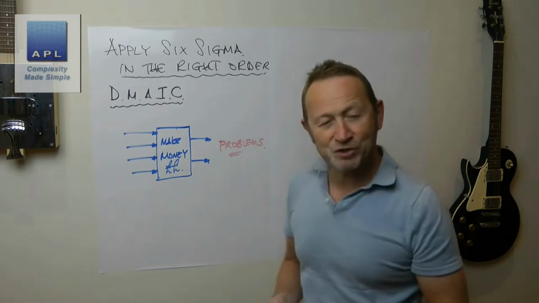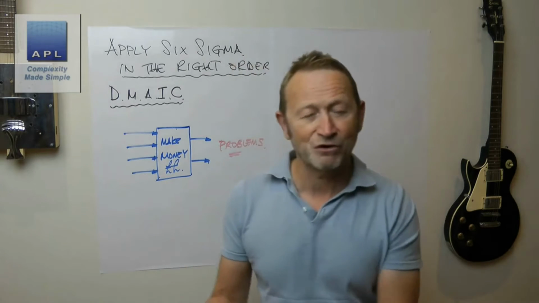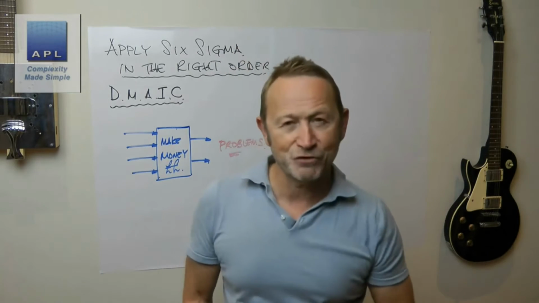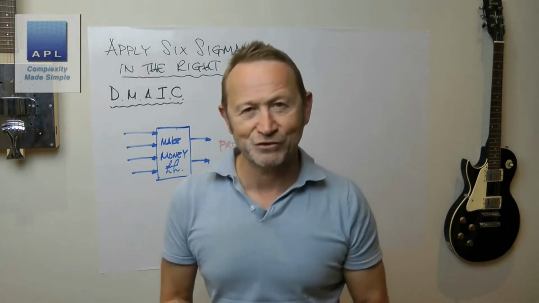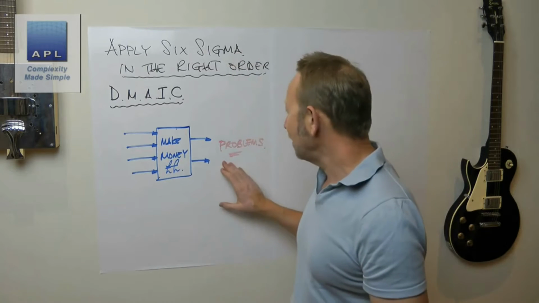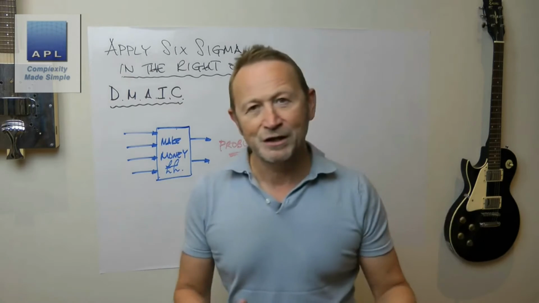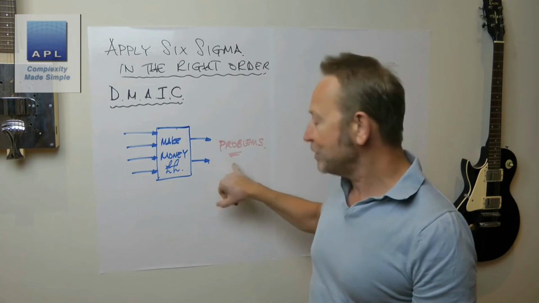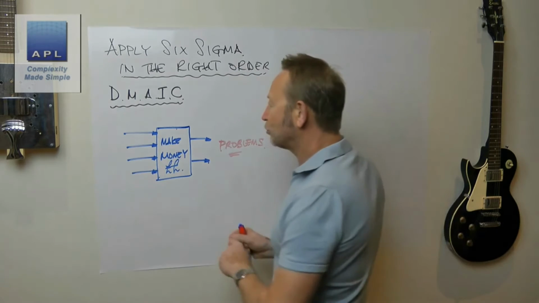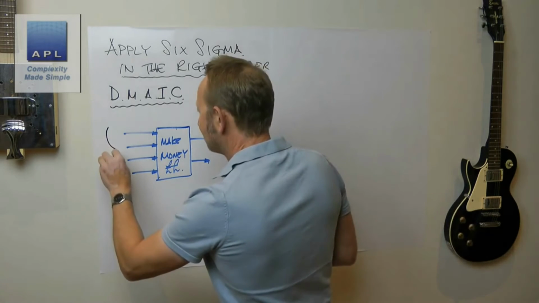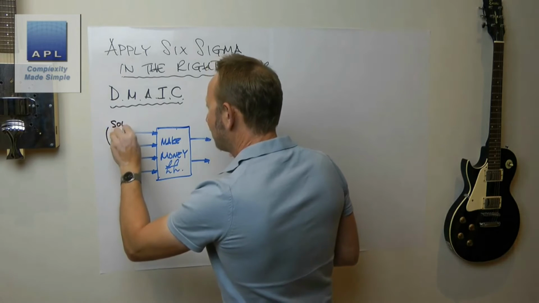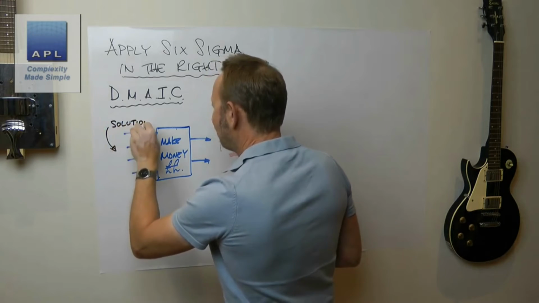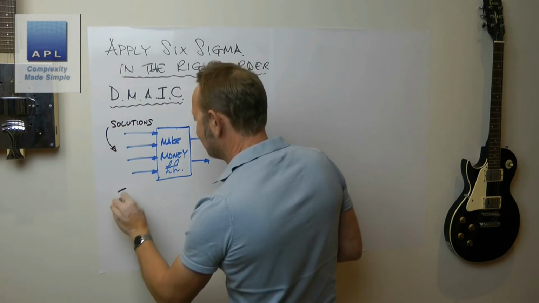You're letting your customer down in some way. You're missing a tolerance, or you're missing delivery dates, you're missing quantities, etc. And that's where your problems lie. But here's the basic laws of physics. If you want to make these go away, your solutions have to be over here. You have to go to the input side.